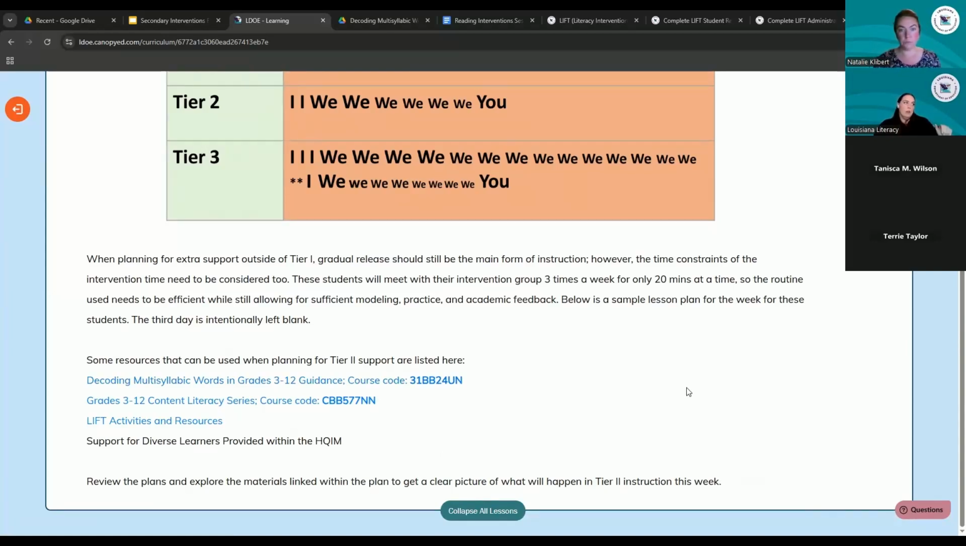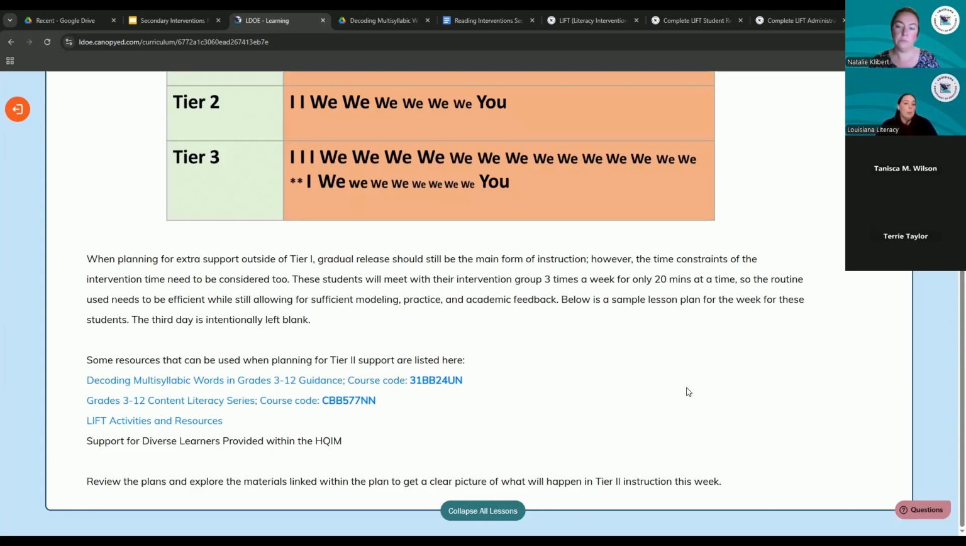There's also another course that we have called the grades 3 through 12 content literacy series. That's the course code up there. We have not the course, but the individual strategies on our literacy library that you can access. If you're not in the course, you can see there are supports for reading, writing, speaking, and listening that you can use with students in any content area, in tier 2 and honestly in the tier 1 space as well.